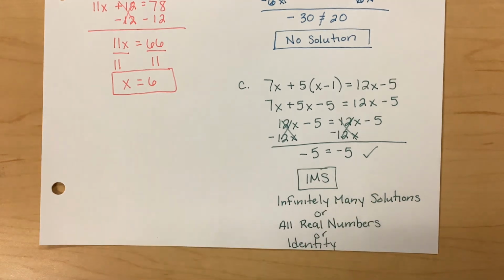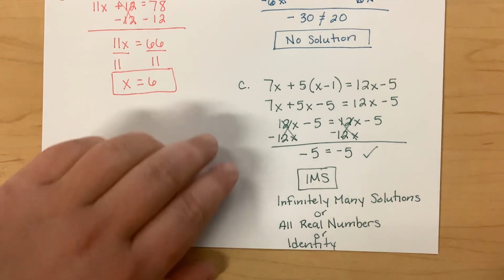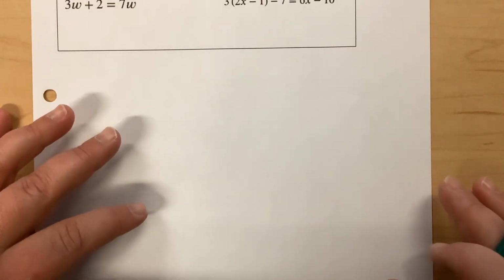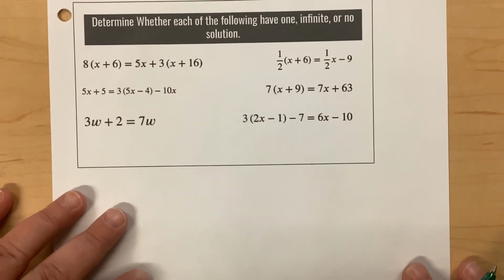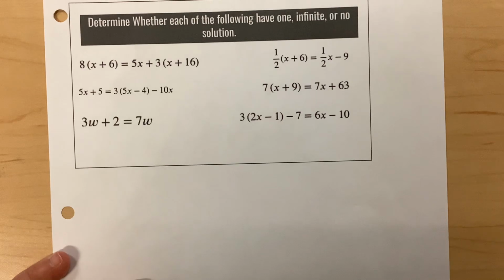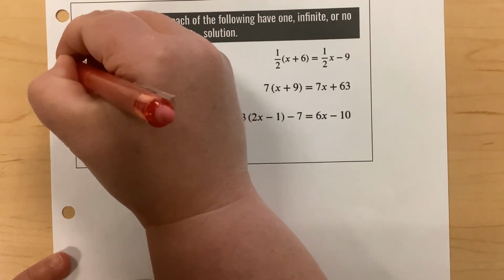All of these mean the same thing. All right, so let's try a few more. For each of these, you are supposed to determine if it's one, infinite, or no solution. Okay, so this first problem here we'll call problem A.